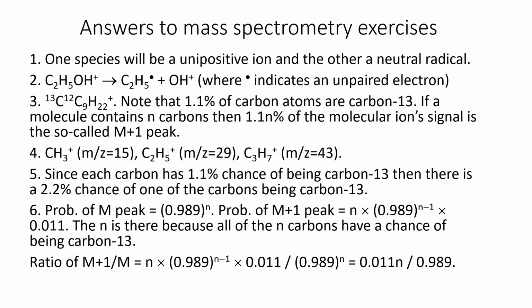And if we want an M+1 peak, then for one less than n carbons we're working on this 98.9% probability, 0.989, and then multiplying that by 0.011, the 1.1% chance that one of the carbons comes out as carbon-13. But if there are n different carbons in the molecule, there are n different possibilities for a carbon atom to come out as carbon-13, so we need to multiply it by n.